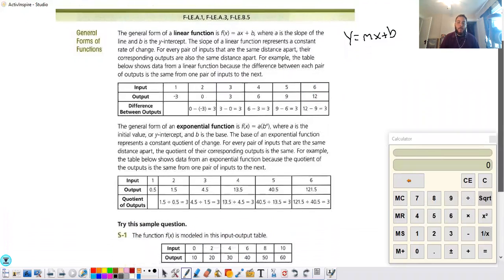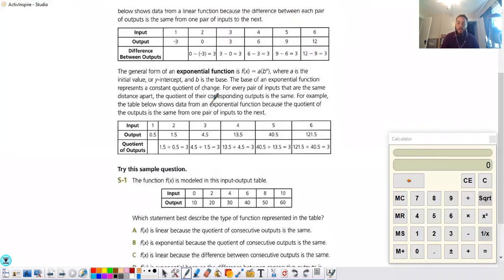Now, the other type of function we're going to take a look at is exponential functions. The general form of an exponential function is f of x equals a times b to the x, where a is the initial value or the y-intercept. One way we put it is a is where we start, and b is the base, and the base of an exponential function represents a constant quotient of change. So b is like the rate of increase here. At what rate does this function increase?